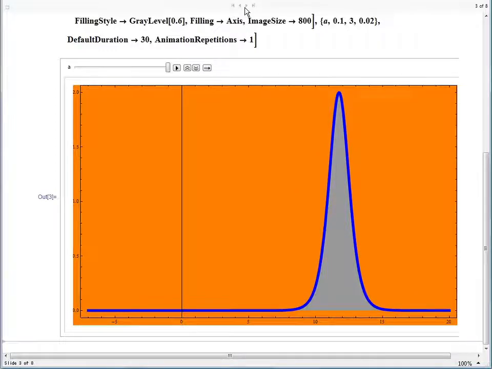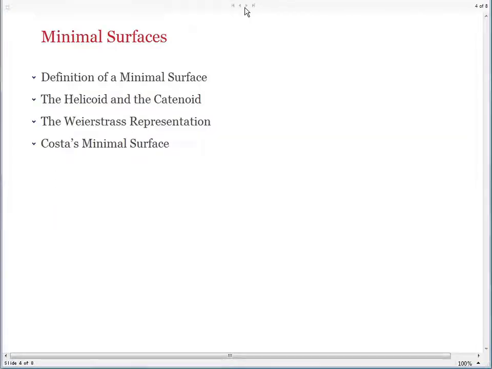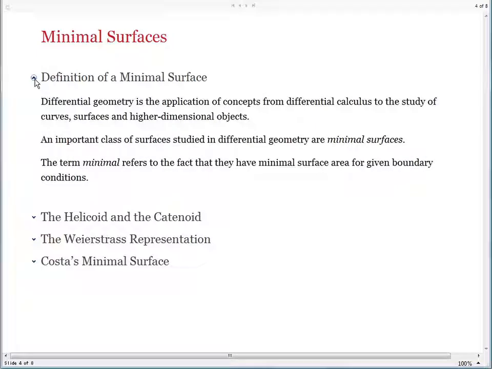And now to go on to the second application for today, and that has to do with minimal surfaces. And I'd like to begin with the definition of a minimal surface, but even before I do that, I should say a little bit about differential geometry.